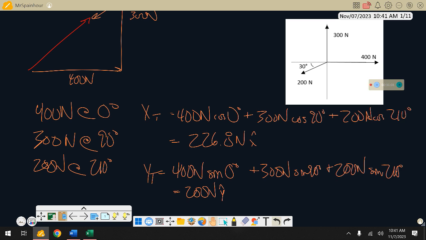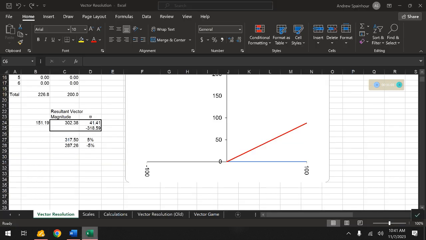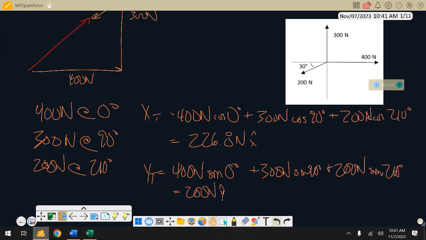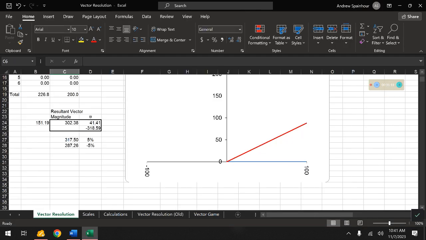Your final answer should have been here. Let's just show you real quick. It should look like this, as I already sketched. There, there, there. And the final answer, if you've done it correctly, is 302.4 at 41.4 degrees. Yes? Or your total x should be 226.8, and your total y should be 200 y halves. Is that about right? Okay.